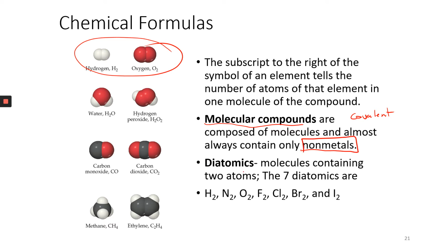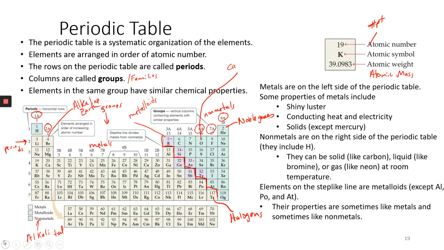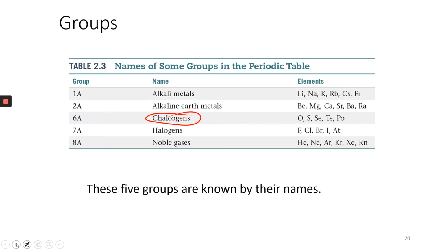Also, it is important that you start memorizing or remembering the 7 diatomics. And here they are: hydrogen, nitrogen, oxygen, fluorine, chlorine, bromine, and iodine. In nature, they're never found alone. They are bonded to each other, so you will always find them as diatomics. Let's go back for a minute to your periodic table. So hydrogen's a diatomic, and then the rest of them make a 7 on the periodic table starting at number 7. And there are 7 diatomics. That's how I remember them.